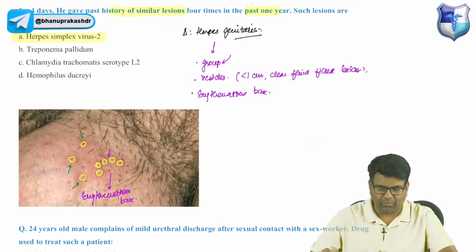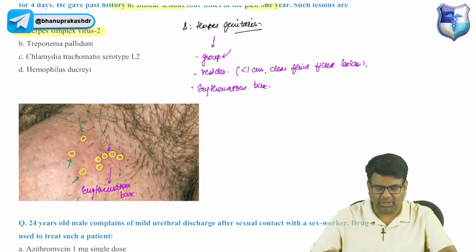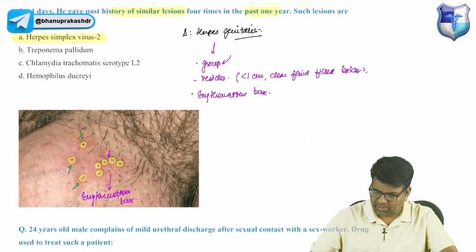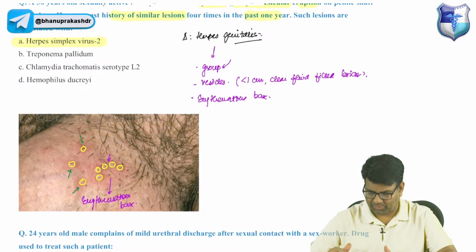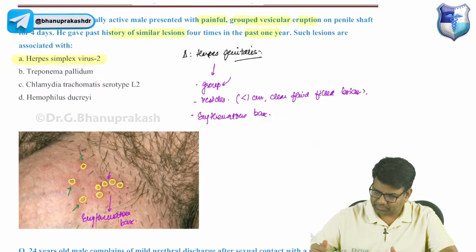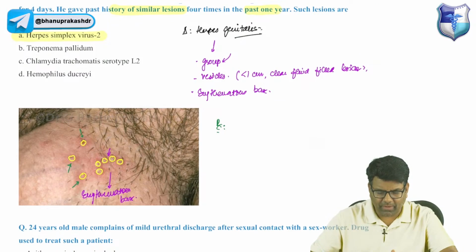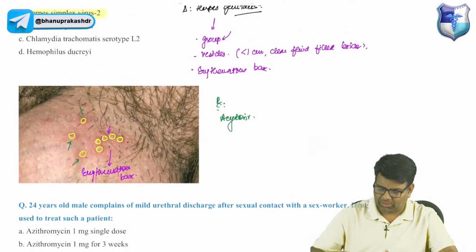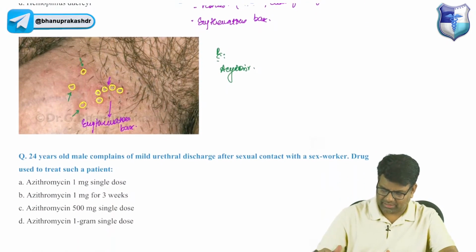Yes, painful, but it can be multiple. Very good. So this is very classic of herpes genitalis. And what drug do you need to give? Any idea what drug you need to give? Acyclovir. Yes, right. So this is herpes genitalis.